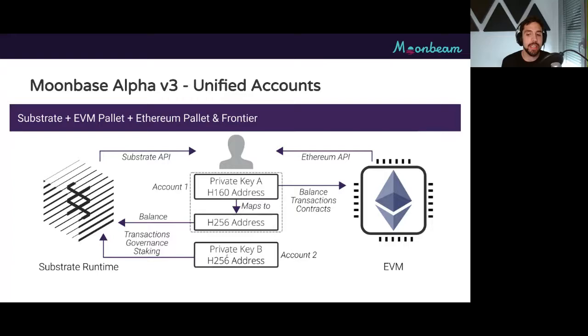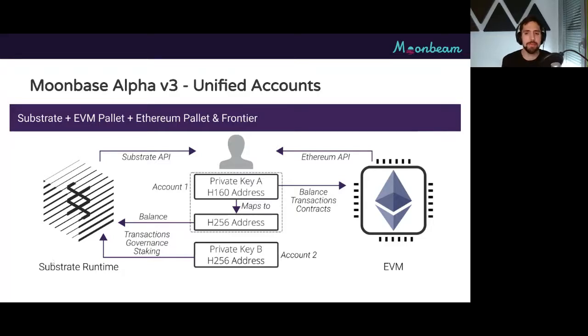And because she knows that private key, she can actually sign transactions related to the Substrate runtime. And those are really important transactions because they are related to governance or democracy and staking features. So let's say Alice wants to deploy EVM stuff or the Ethereum smart contracts. She'll have to use a private key, right? And for governance or staking, she'll have to use another private key.